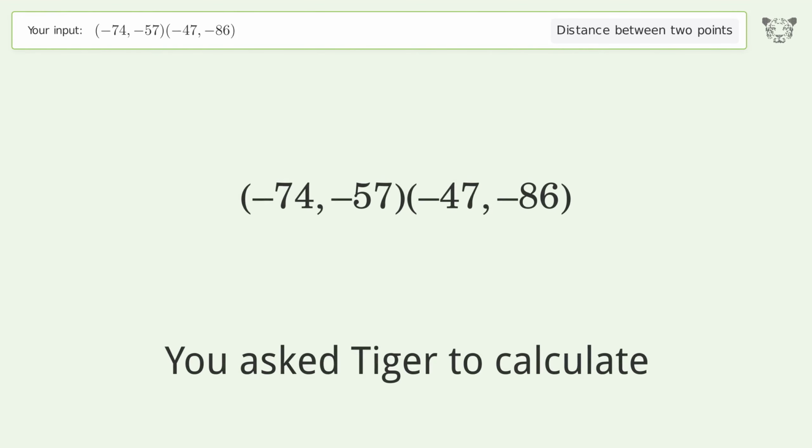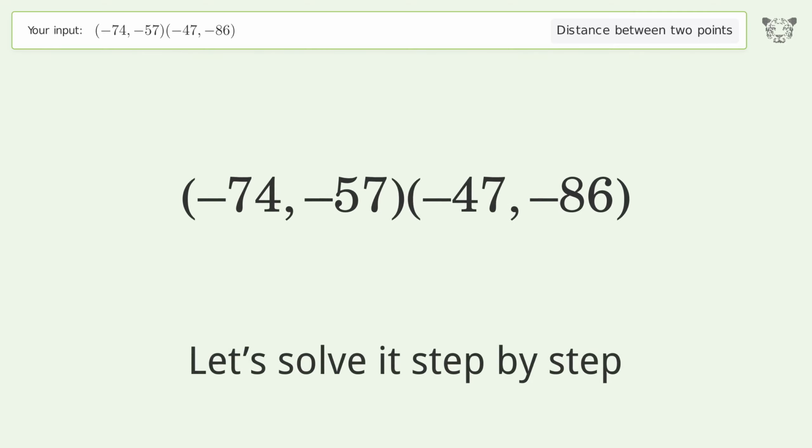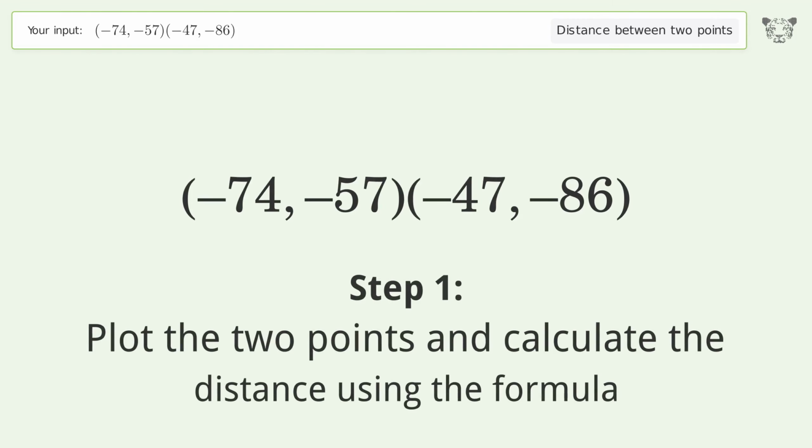You ask Tiger to calculate. This deals with the distance between 2 points. The distance between the 2 points is the square root of 1570, or 39.623. Let's solve it step by step. Plot the 2 points and calculate the distance using the formula.